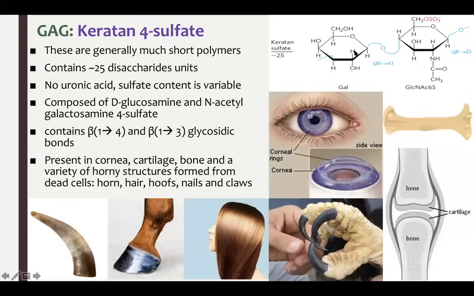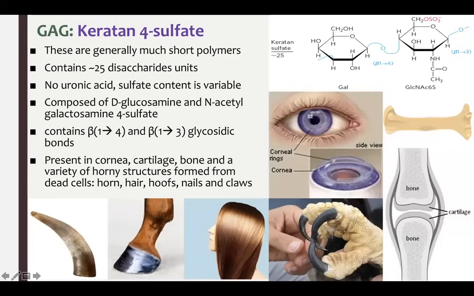So in the keratan sulfate there is galactose, and also there is an N-acetyl galactosamine 4 sulfate. Sorry, in this it should be the 6 sulfate. Maybe the structure is wrong. It should be 4 sulfate, so the sulfate should be here, and this is the N-acetyl galactosamine. Okay, so in the keratan 4 sulfate, the disaccharide units are about 25 molecules, and no uronic acid is present in the keratan sulfate.